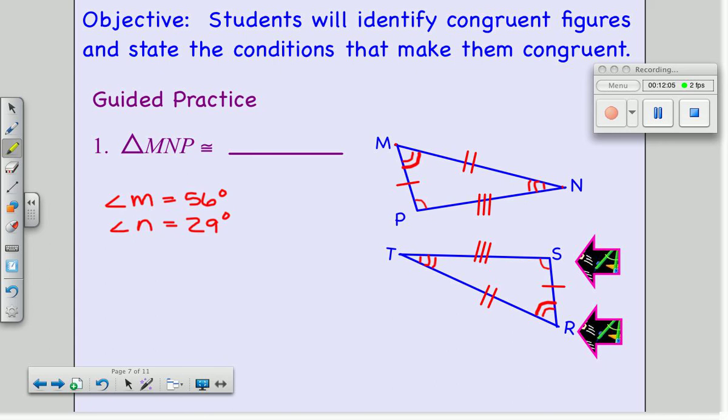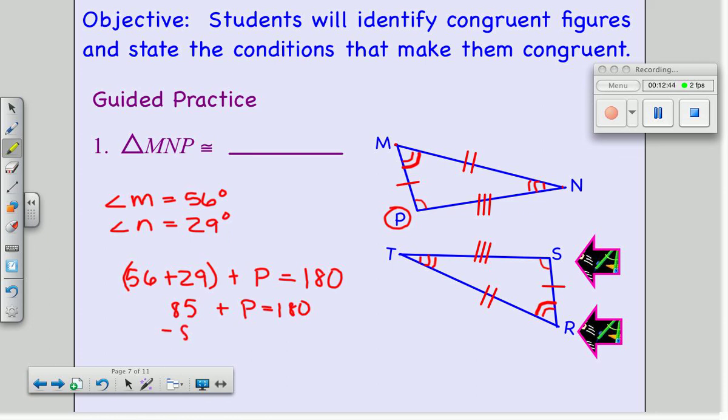Okay. I know all triangles are 180, so now I can find the measure of angle P. I know that 56 plus 29 plus angle P, I don't know how much that is, but when I add them all together, I have to get 180 because all triangles are 180. So let's solve for P. 56 plus 29 first is 85. 85 plus P equals 180. Minus 85 from each side to solve for P.